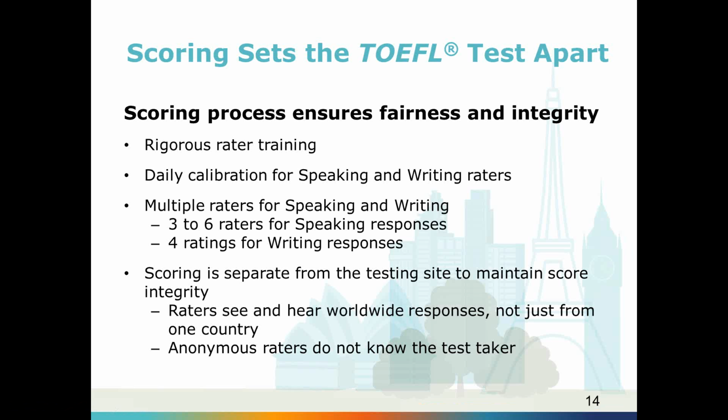For each 6 to 10 raters, there's a scoring leader, and the scoring leader monitors the raters live in real time. For the speaking, there are 3 to 6 raters for speaking responses. So one test taker's speaking result is made up of 3 to 6 raters' responses. With writing, there are 4 ratings for writing responses. Two of those are rated by humans, and two are rated by an E-rater.